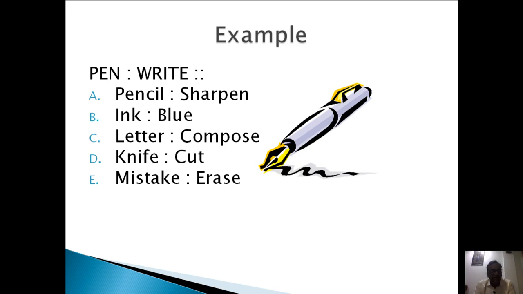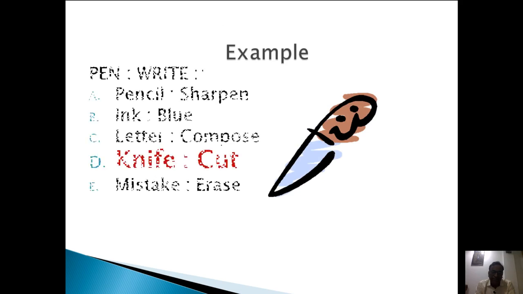If you want to get the correct answer, I would suggest you go back and get this properly. Read this question one more time. The question is pen equal to write. The pen is the particular object which is used to write. Now you might have got the answer because you have seen the picture. The answer would be knife equal to cut, the same way as pen is used to write. It cannot be option A, it cannot be option B, it cannot be option C, and I would confidently say it cannot be option E also. So the answer is option D. Knife is used to cut something.